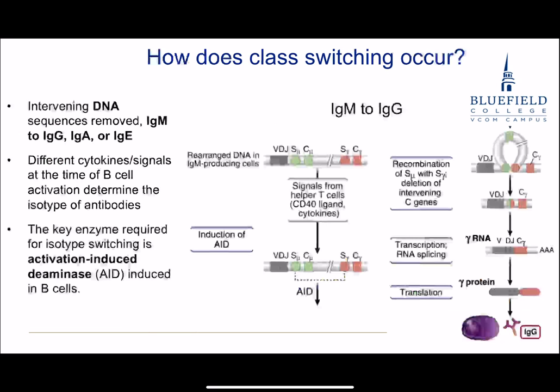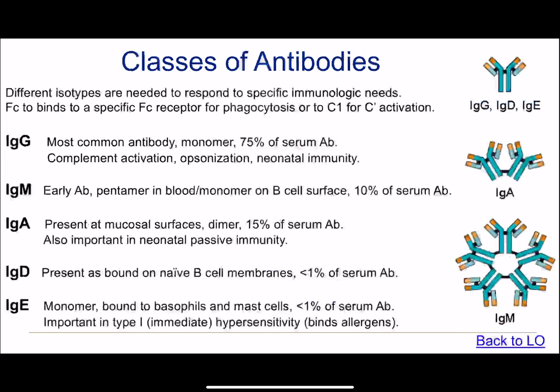Okay, so here are the classes of antibodies. IgG, the most common antibody, a monomer, and if we were betting people, 75% of the antibodies in the bloodstream are IgG. It can help with complement activation. It's great at opsonization. It also helps with neonatal immunity. So IgG, since it's a small monomer, can cross the placenta and do natural passive immunity. So mom's IgG antibodies can cross through the placenta into the baby.